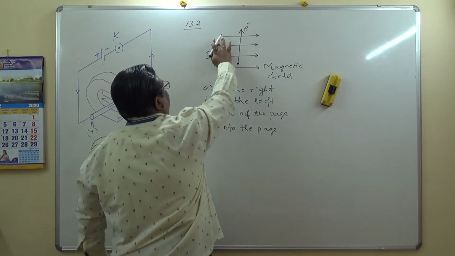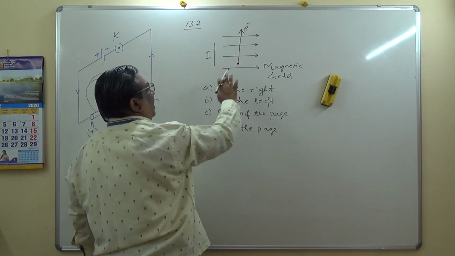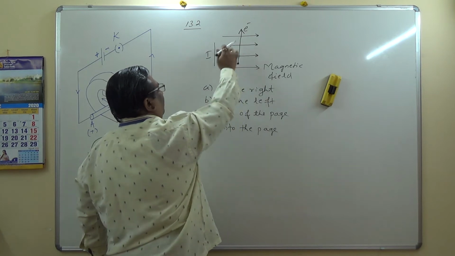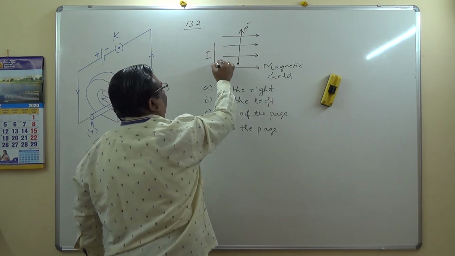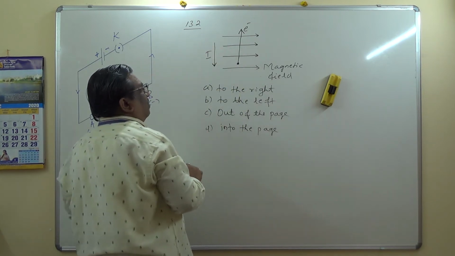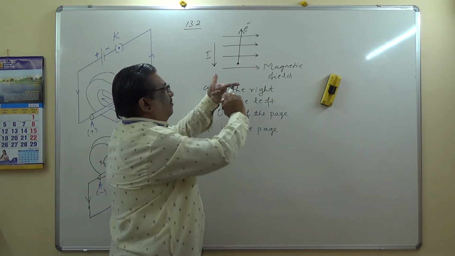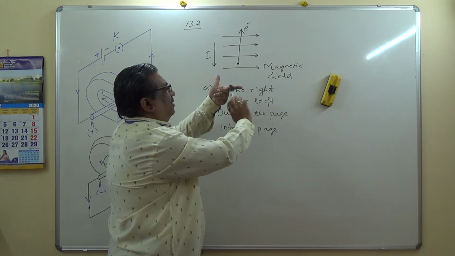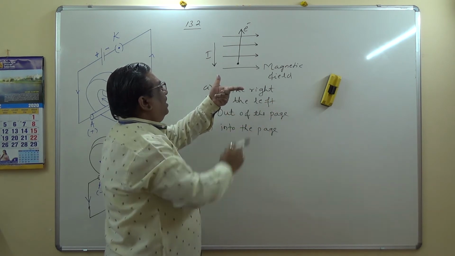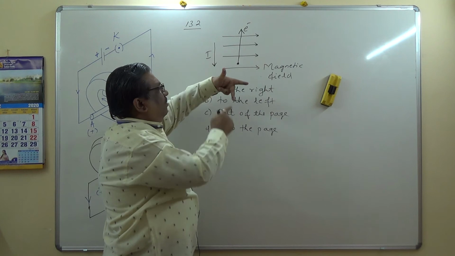What about the direction of the current in this case? As the electron flows from bottom to top, the direction of current is from top to bottom, opposite to the direction of flow of electron. Apply Fleming's left hand rule. Here, magnetic field, index finger this way, correct? Current from top to bottom, middle finger.